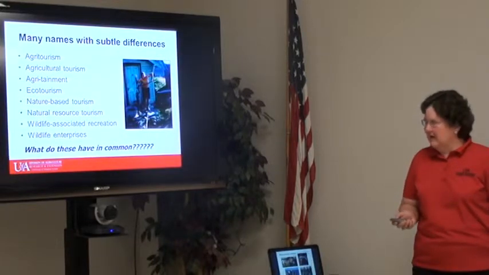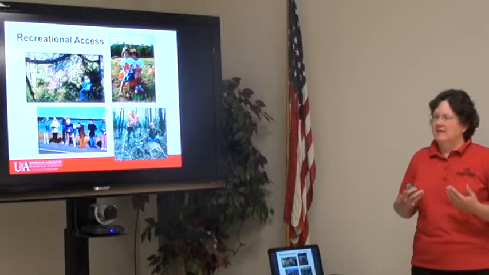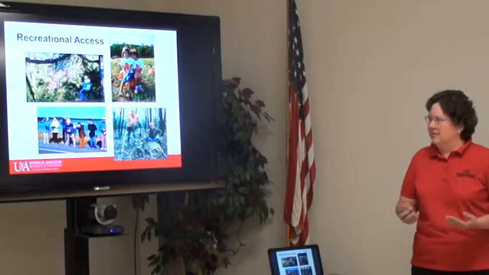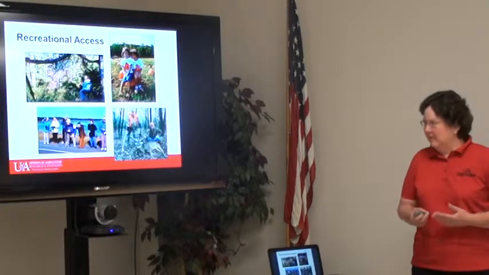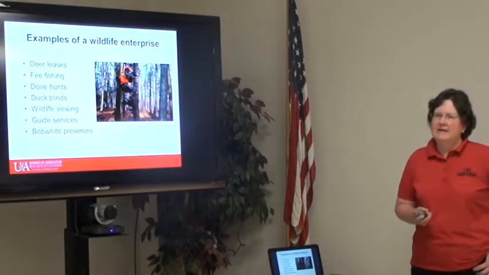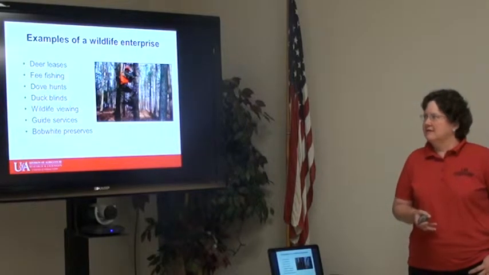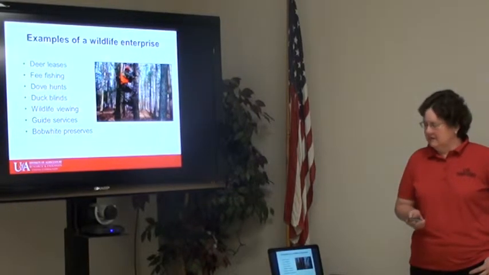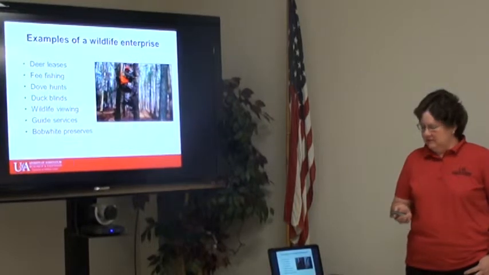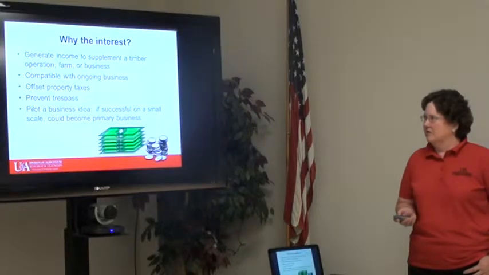But what do they all have in common? Well, it's getting access to something. Whether it be hiking in the outdoors, whether it be a pumpkin patch, whether it be viewing birds, whether it be access to the hunting. There are many different examples. We focus on wildlife enterprises. It can be deer leases. It could be fishing, dove hunts, duck blinds, viewing wildlife, guide services. It could even be some of these put-and-take bobwhite quail preserves.